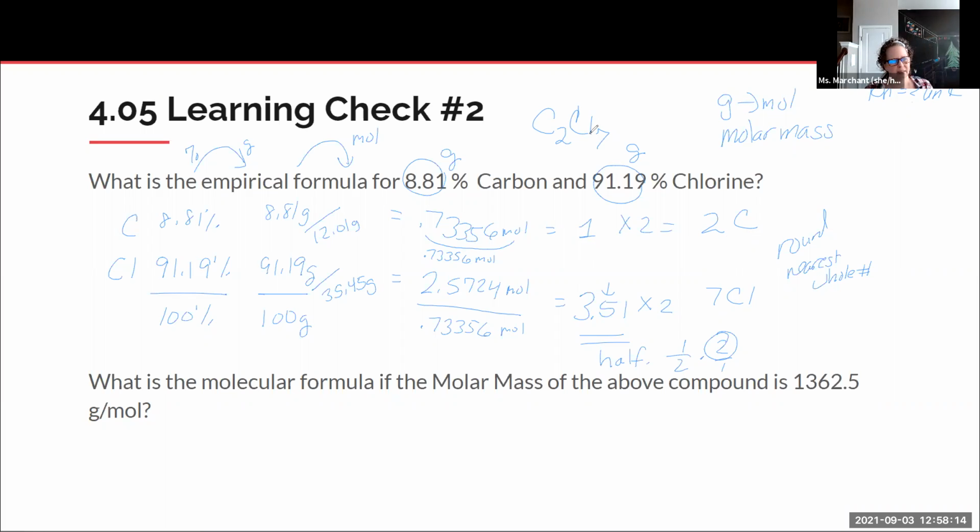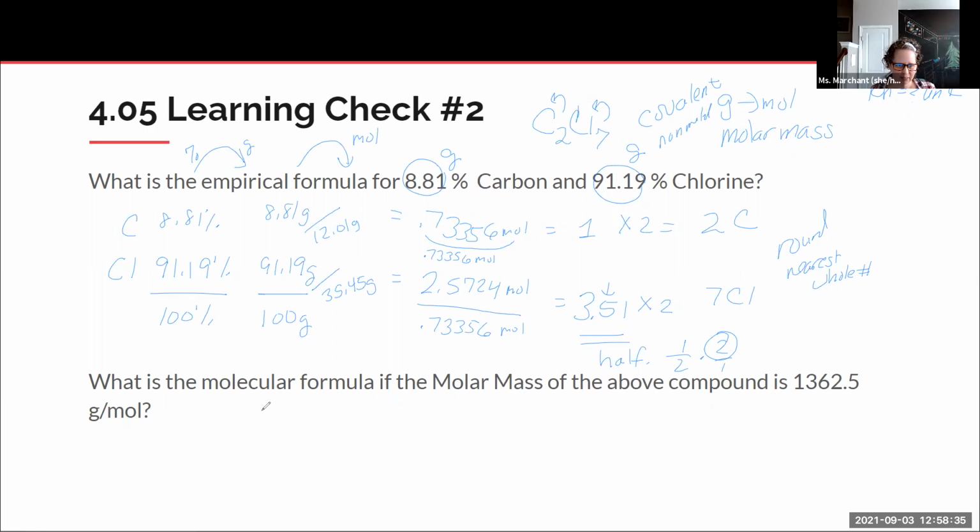Dicarbon heptachloride would be its name. Because remember that di, the 2 goes with the carbon. The 7 goes with the chlorine. So that would be its covalent name. How do I know it's covalent? Because both of those guys are nonmetals. 2 nonmetals gives you a covalent bond.